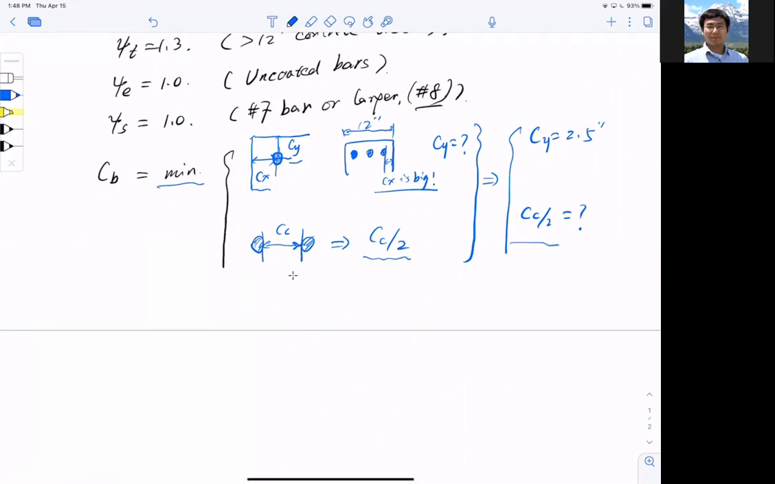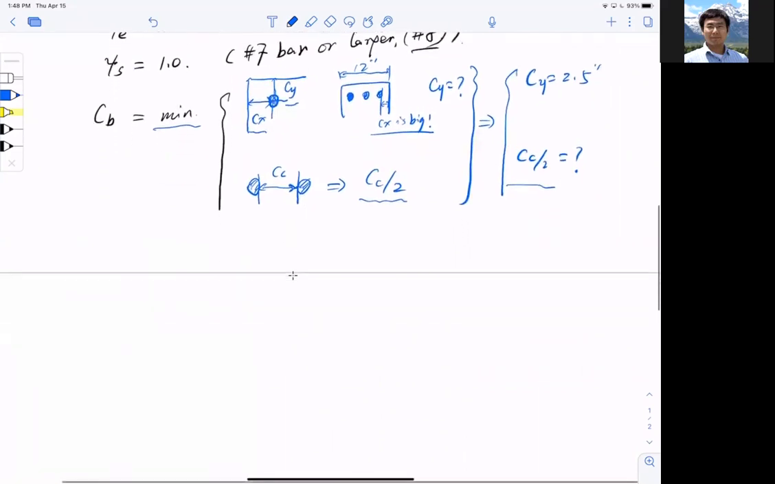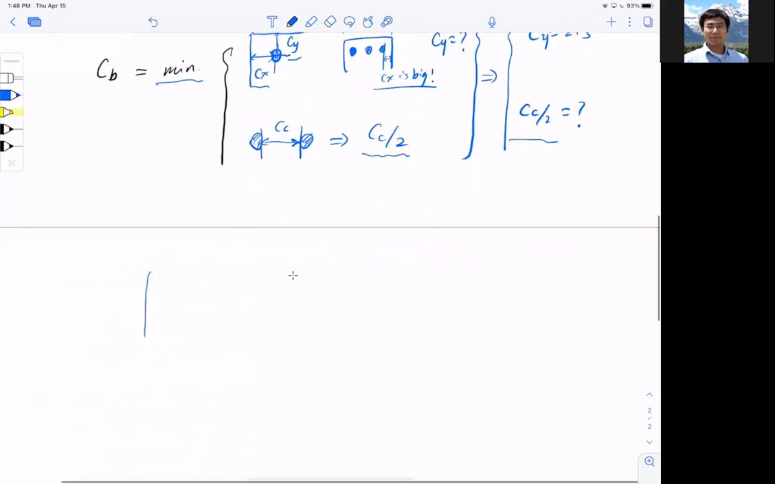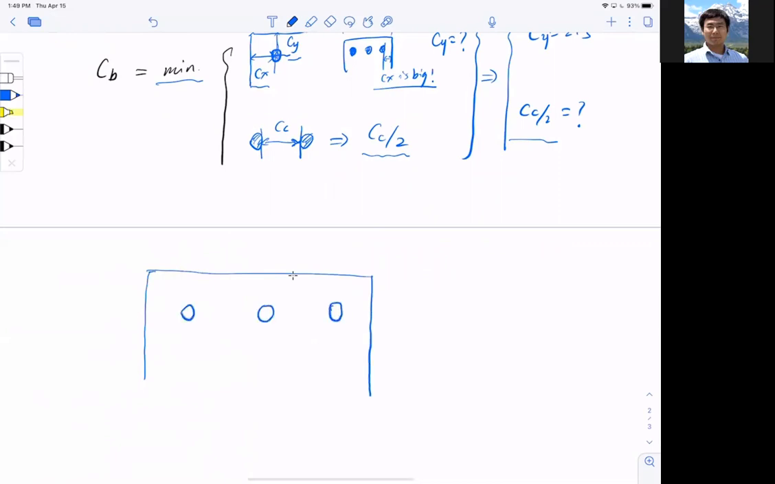We need to take a look at the bar details. And I promise you it will be 2 more minutes, okay? Bear with me for 2 more minutes. So CC is the bar detail, right? So we need to take a look at the section again. So this is the section, right? Upside down, bars on the top. And I have 1 bar, 1 bar, 1 bar.